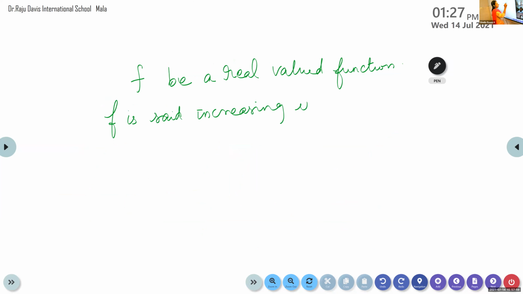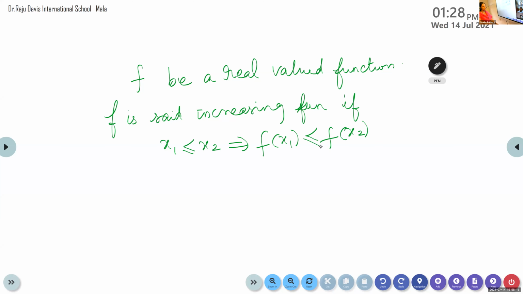F is said to be an increasing function if x1 less than or equal to x2 implies f of x1 is less than or equal to f of x2. Look at here. x1 less than or equal to x2. What you should have? f of x1 less than or equal to f of x2.